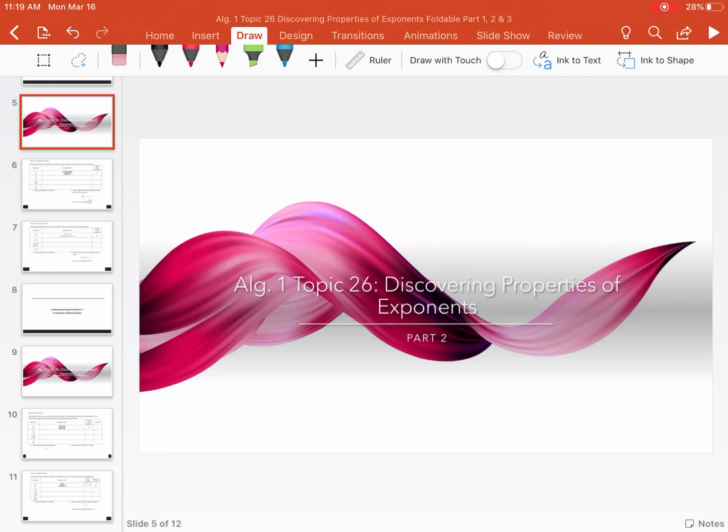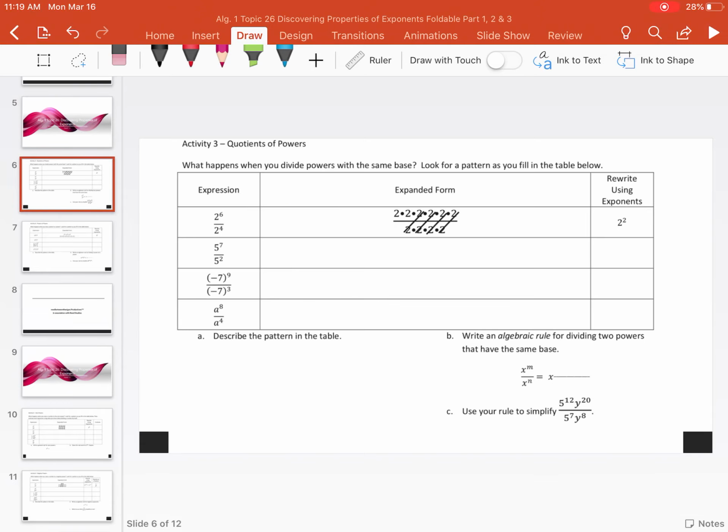Here we have part 2 of topic 26, discovering properties of exponents. So we're going to move along to activity 3, quotients of powers. Now what happens when you divide powers with the same base? Quotients are dealing with division. Quotient is called the answer after you divide something.